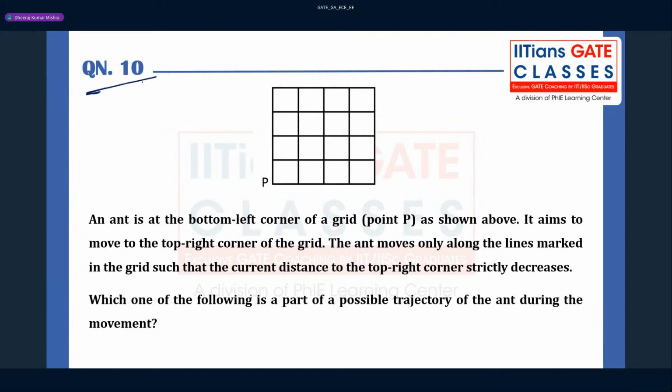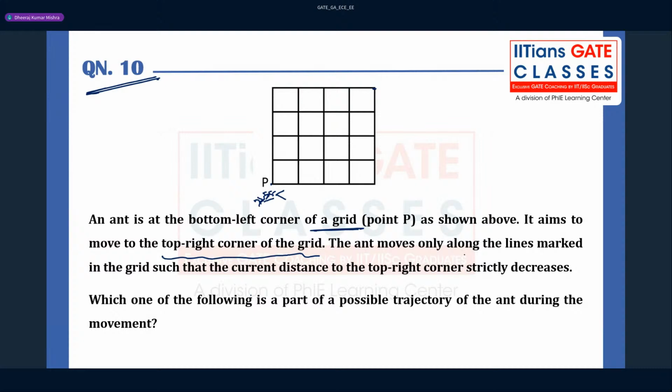Yes, question number 10. Last question of the day of this session. An ant is at the bottom left corner of a grid, point P. Here is your ant, as shown above, right? So it aims to move to the top right corner of the grid, right? Top right corner of the grid, here you can say, okay?